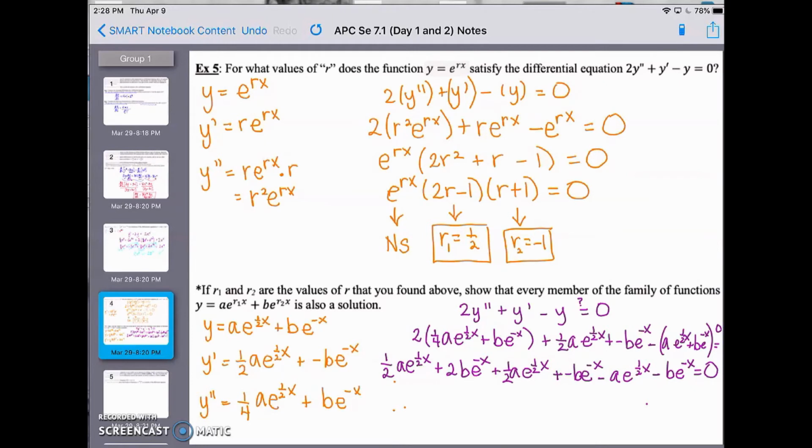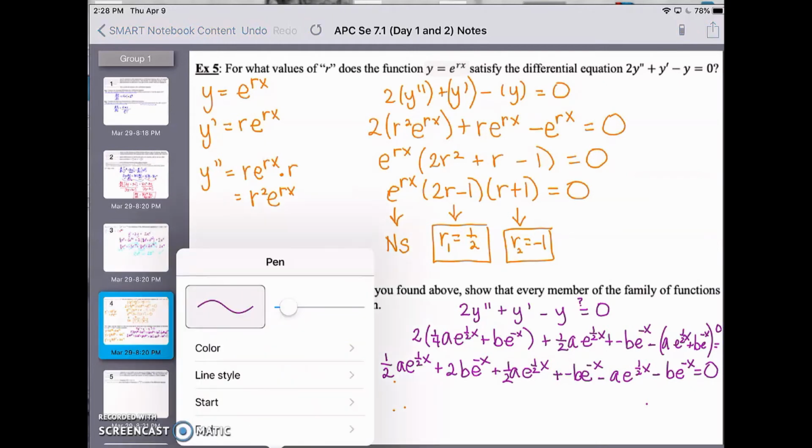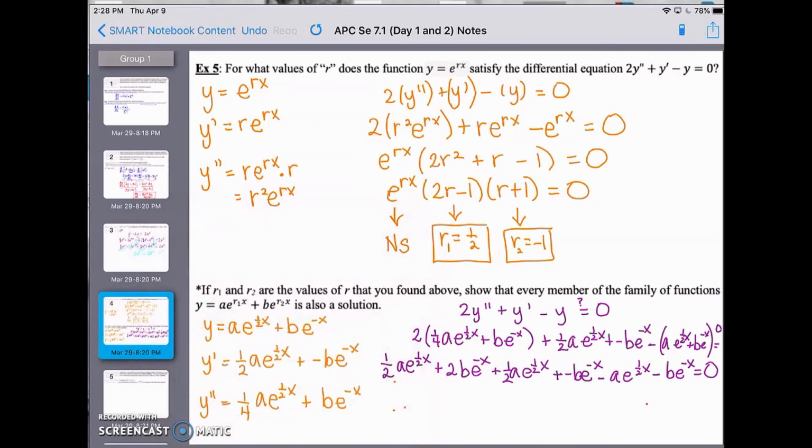Okay, it is combine like terms time. Let's see what we have here. If I just look at my a e to the 1/2 x terms, I've got 1/2 a e to the 1/2 x, and another 1/2 a e to the 1/2 x, and then a negative a e to the 1/2 x. Well, 1/2 plus 1/2 is 1, and then positive 1 plus negative 1, those three terms end up canceling themselves out, right?